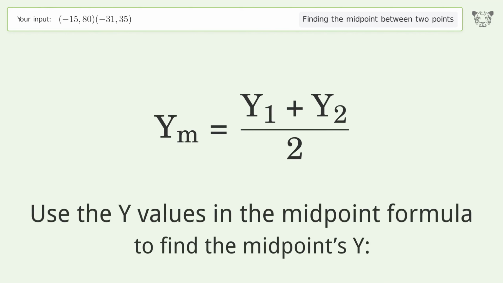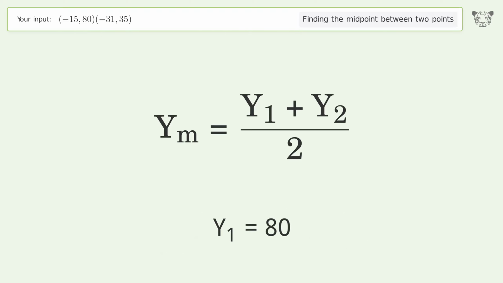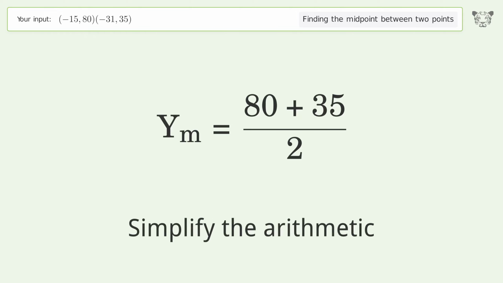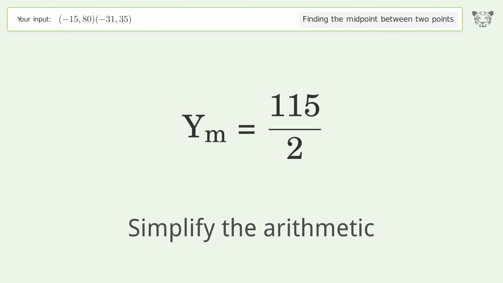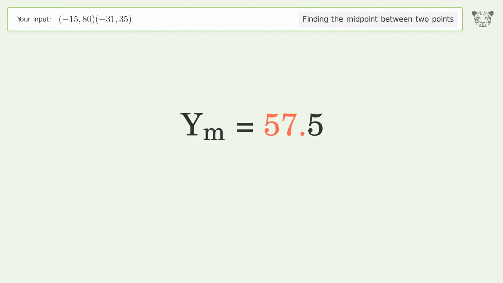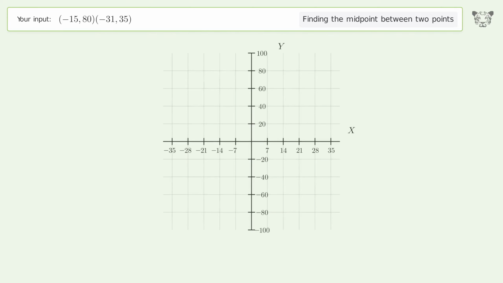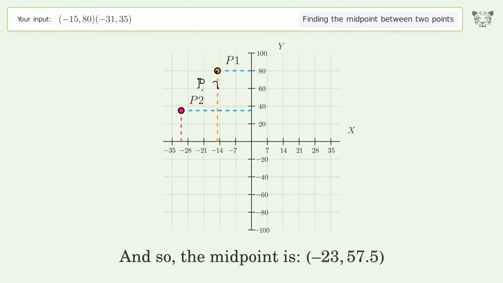Use the y values in the midpoint formula to find the midpoint's y. y1 equals 80. y2 equals 35. Simplify the arithmetic. And so, the midpoint is negative 23, 57.5.